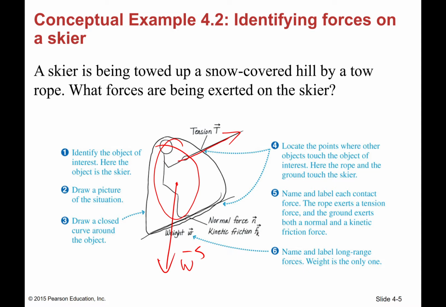Then, depending on whether the skier is moving or he's standing there, we're going to have either kinetic friction or static friction. In this case, let's assume that he's moving, so we have kinetic friction. And finally, we have a normal force. So those are the forces, and we can draw them: the tension, the weight, the normal force, and the kinetic friction. Identifying forces is very important, because if you miss one force, or if you don't see a force that is acting there, then when you solve your problem, you're going to get the wrong answer.